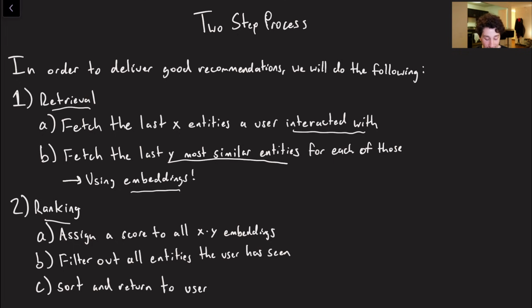So we can basically assign a score to all x times y of these embeddings. We can filter out all of the entities that I've seen before. So if it's YouTube, I don't want to see recommendations for videos I've already seen. And then all we're going to do is sort them by their score and return to the user. So it's possible that to some extent they might already be pre-sorted, right? For each one of these entities, maybe all of their neighbors are pre-sorted, so we don't have to do a full sort, but we'll talk about that in a little bit.